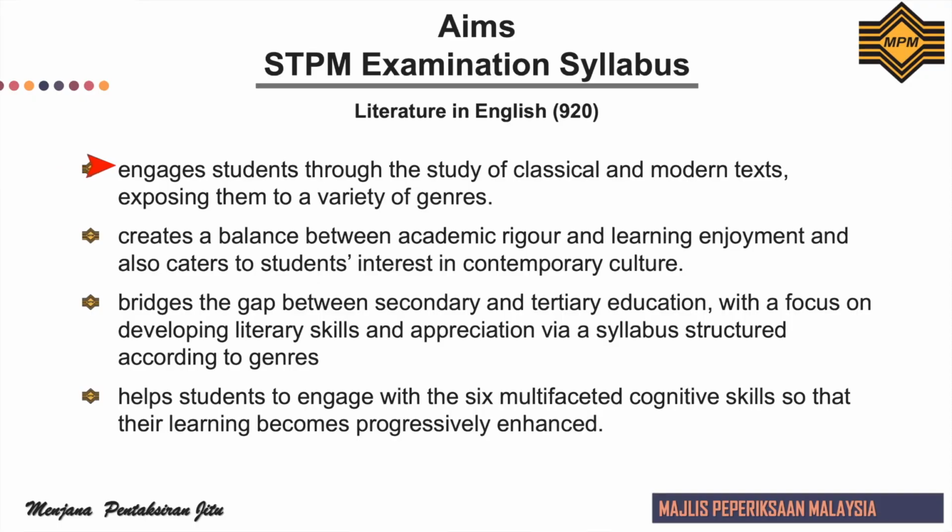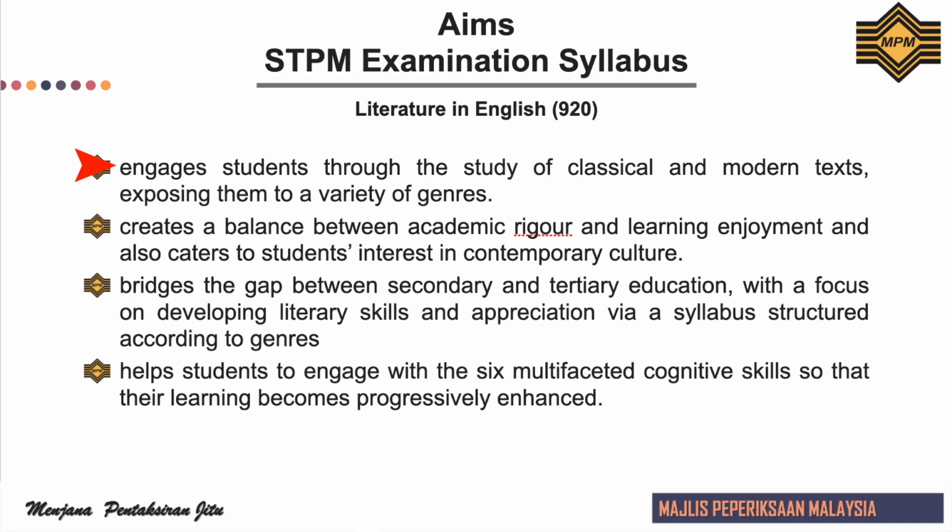With these taxonomies in mind, the aims of this subject have been formulated to, number 1, engage students through the study of classical and modern texts, exposing them to a variety of genres. 2, create a balance between academic rigor and learning enjoyment, and also to cater to students' interest in contemporary culture. 3, bridge the gap between secondary and tertiary education with a focus on developing literary skills and appreciation via a syllabus structured according to genres. And finally, number 4, help students to engage with the 6 multifaceted cognitive skills so that their learning becomes progressively enhanced.